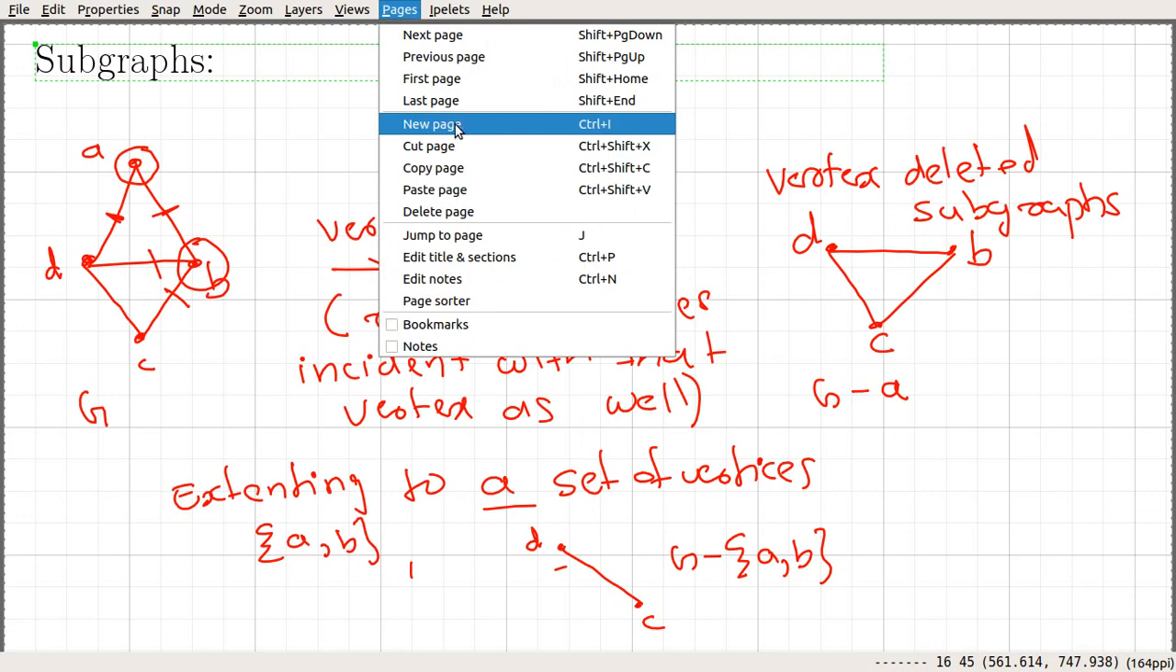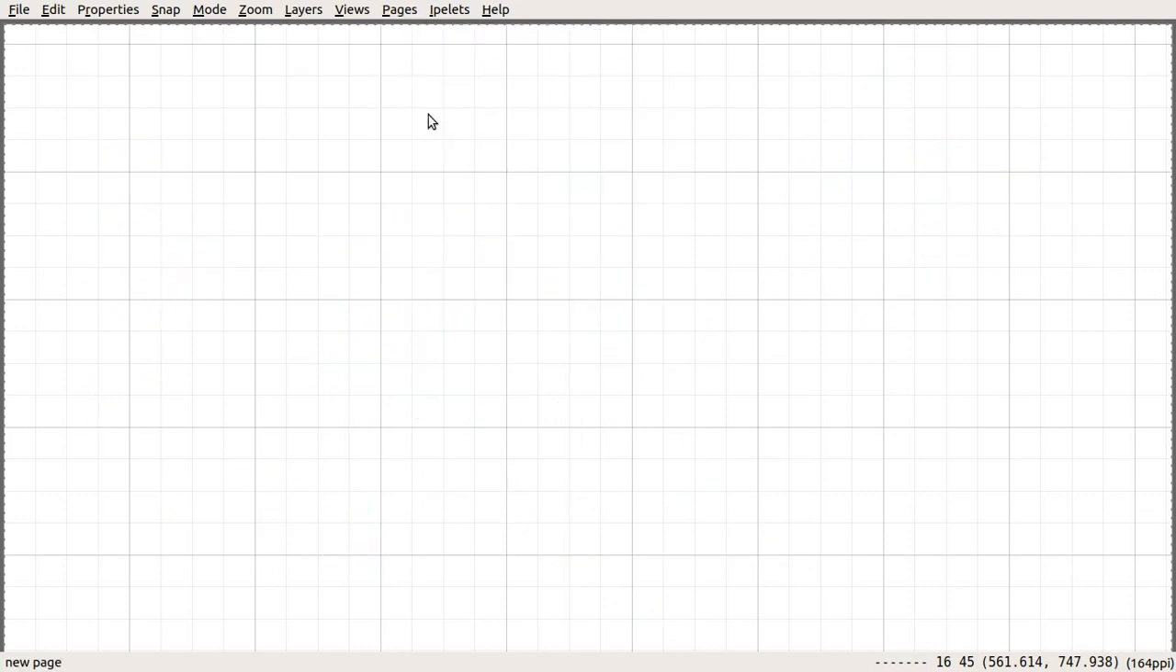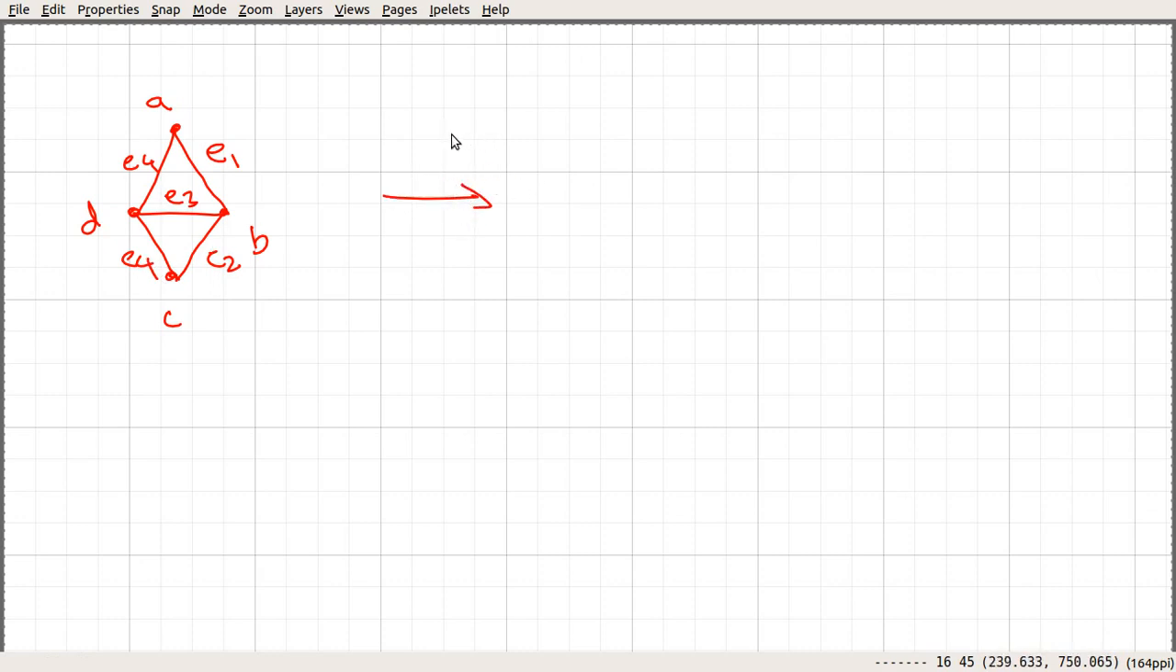Another way one could do is by deleting edges. Let me explain that idea through an example. Let's consider the same graph, and let me label the edges as E1, E2, E3, E4, E5. Another way one could obtain a smaller graph or a subgraph from a larger graph is by edge deletion.